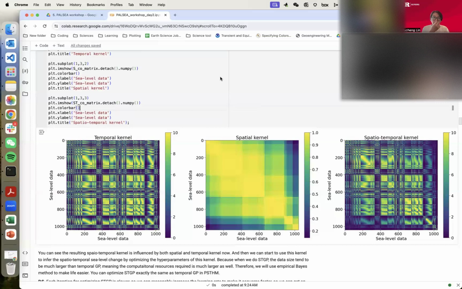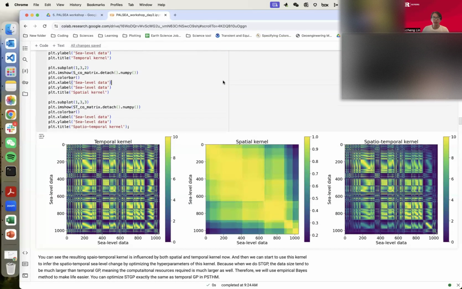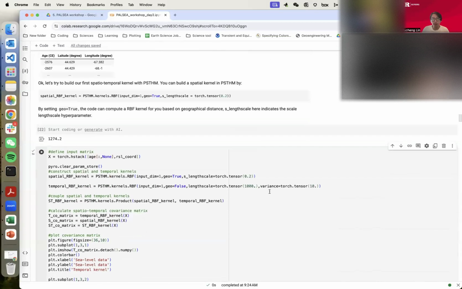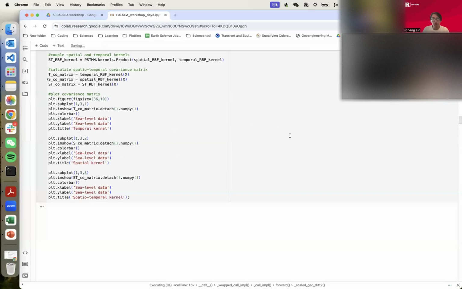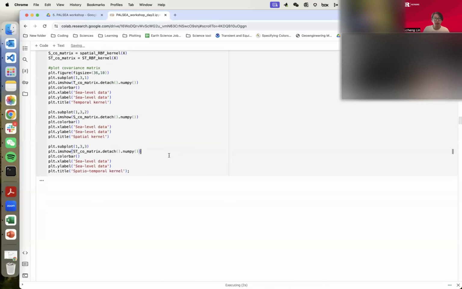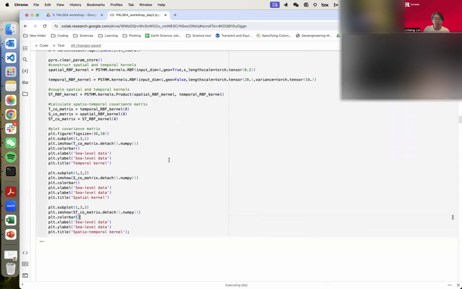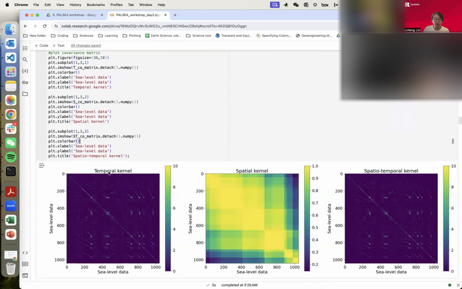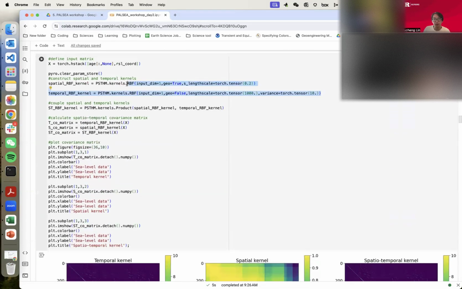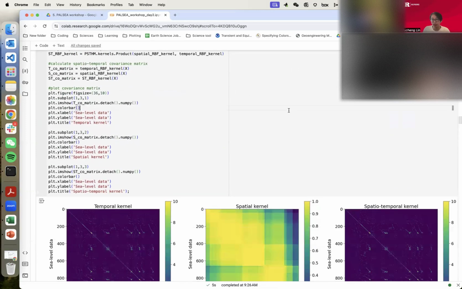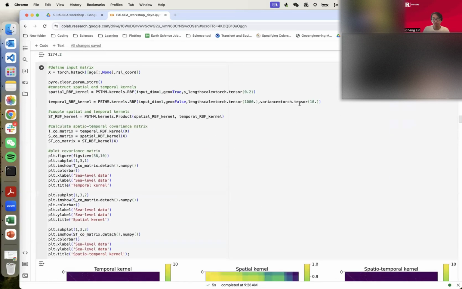Okay, I'll give you 2 minutes to run this. Also, you can change the parameters here to see how they impact the resulting kernel value. Feel free to change any parameter to see how it changes the resulting kernel.